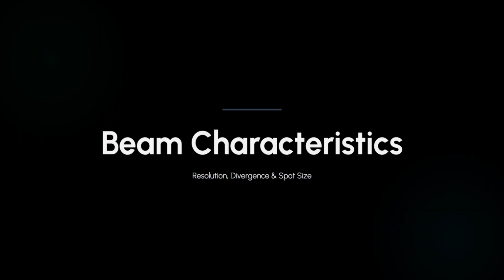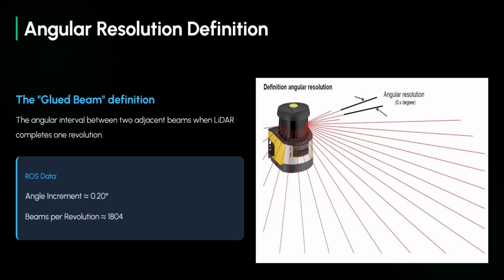For angular resolution, it means the angular interval between two adjacent beams when the LiDAR completes one revolution. We know the angle increment. Therefore, we can calculate how many beams there are.